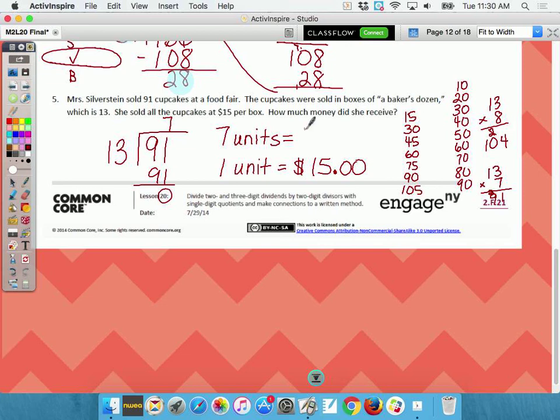So the total amount of money for these 91 cupcakes is $105. And that's how you write it with dollars and cents. On the last test, we had people putting a dollar sign at the end, kind of like you do the cent sign. So I want to make sure we all realize how to write that.